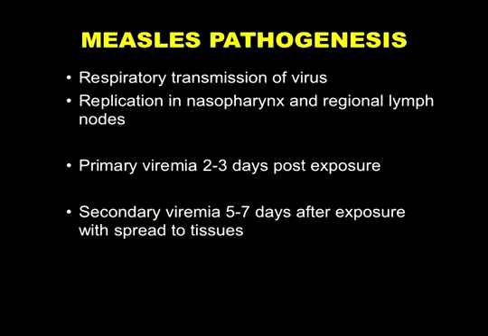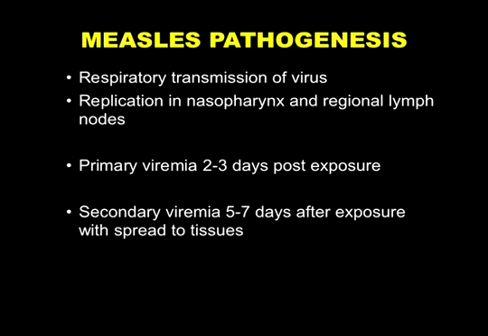So what really happens with measles? Like we already said, the port of entry is the respiratory tract. When the viruses land on the respiratory mucosa, there's replication in the nasopharynx and the regional lymph nodes. After this initial replication and multiplication, you're going to have a primary viremia, meaning these viruses that have been reproduced are shed into the bloodstream.